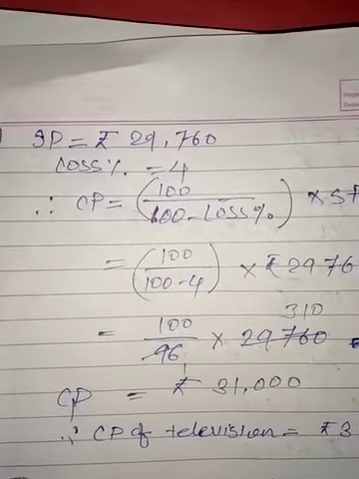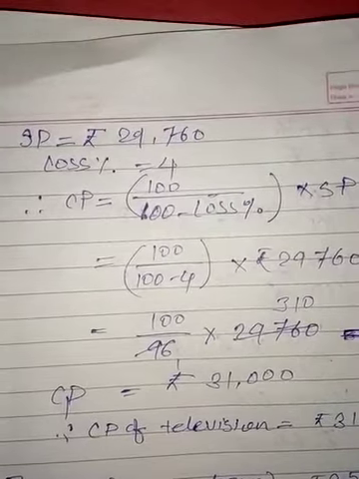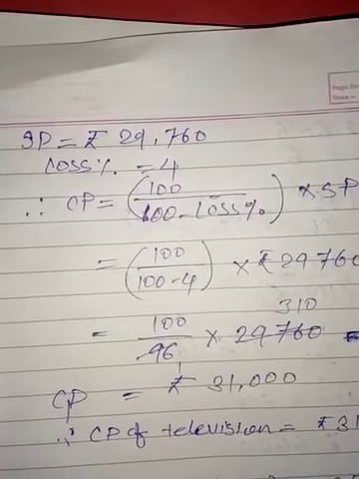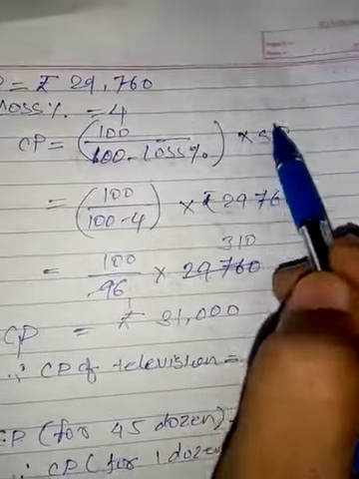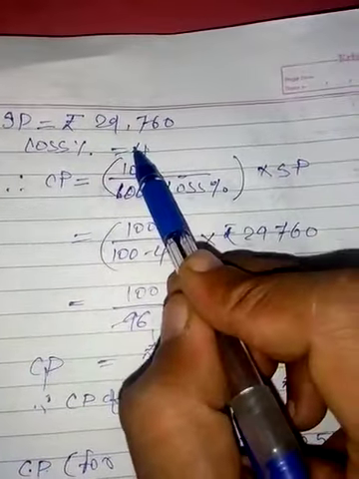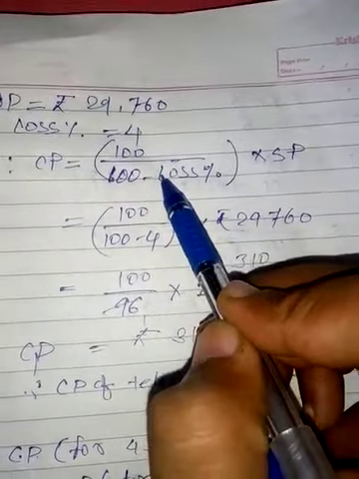Okay, what is the selling price? 29,760 and loss is 4%. So CP is equal to 100 upon 100 minus loss percent, times SP. When the SP is present and the loss percent is present, we have to use this formula.